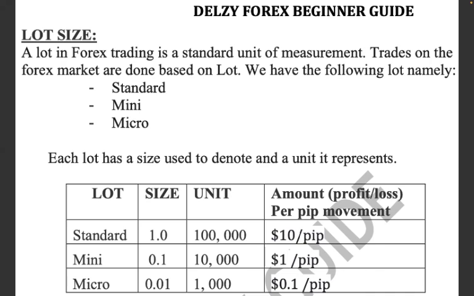All right. Now, so we said a lot size in Forex is basically a standard unit of measurement. We have majorly three types of lot size: the standard lot, the mini lot, and the micro lot. In your MT4, your MT5, your trading platform, you're not going to see any of these words. You won't see standard, mini, or micro. What they normally do is replace these words with this size.